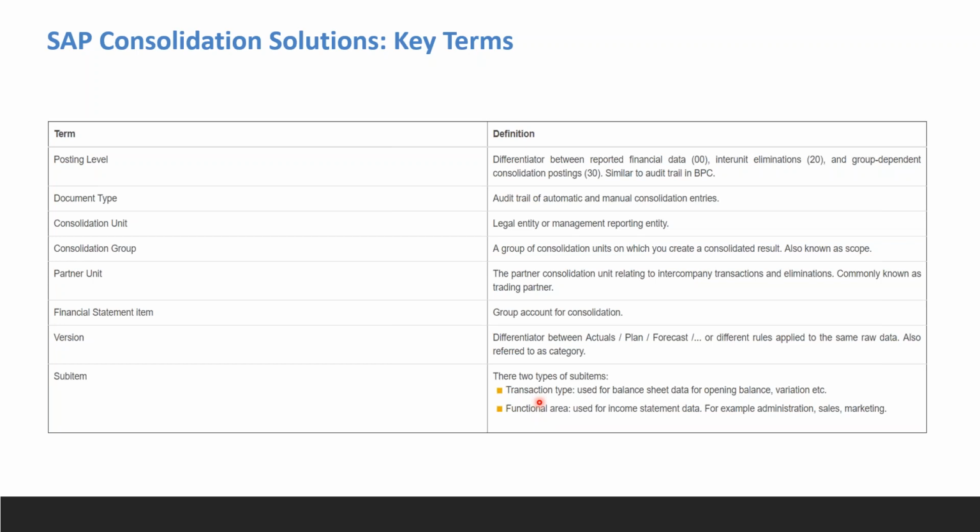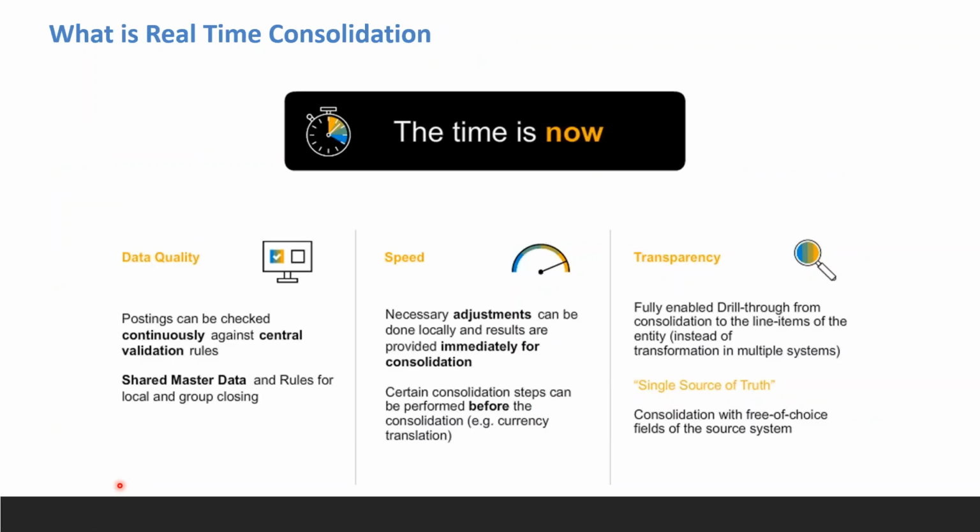These are the main key terms in the consolidation solutions. Real-time consolidation here means quality-wise, speed-wise, and transparency, a single source of truth. Either way, everything we are going to transfer to the group reporting table. So we can make an adjustment because the solution resides within the system itself. If you want to make any adjustments, you can make the adjustment and release the data, or you can post a manual adjustment. It can also be posted directly in the group reporting.